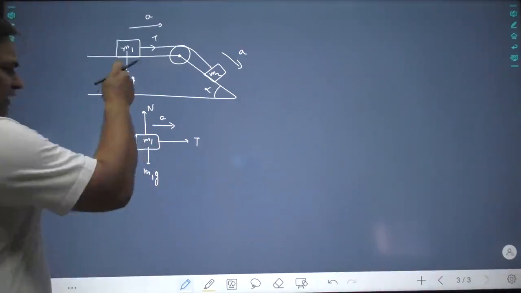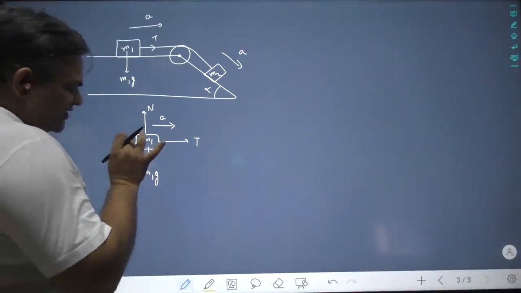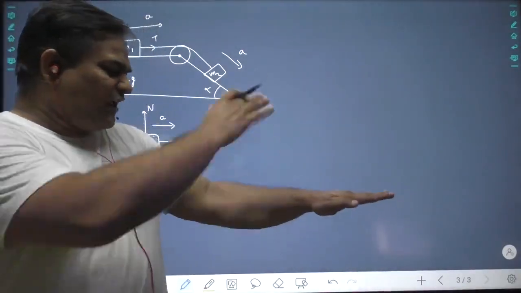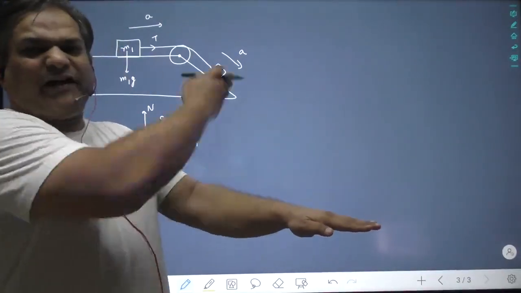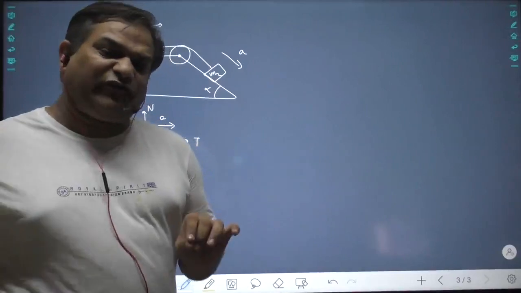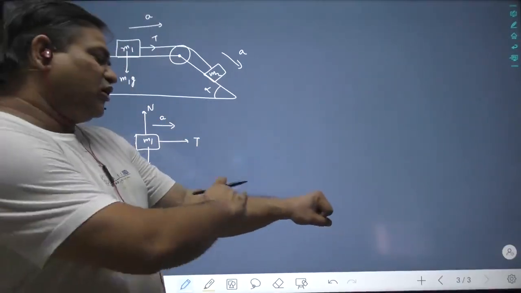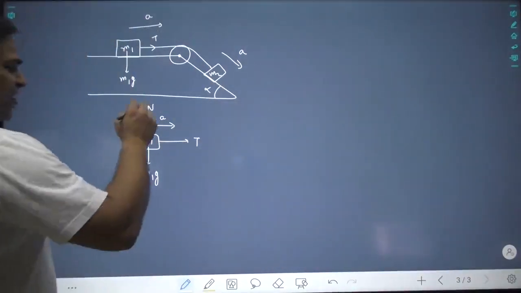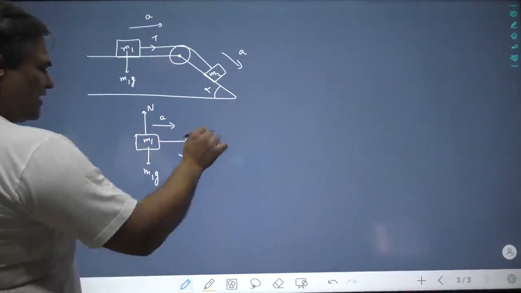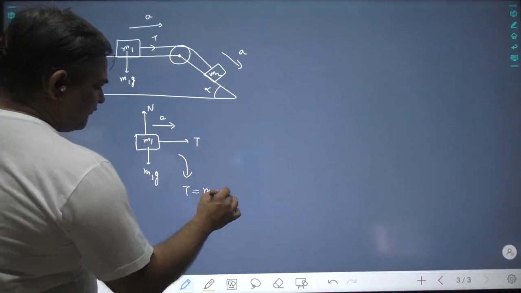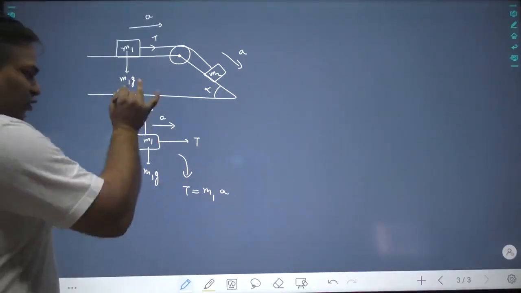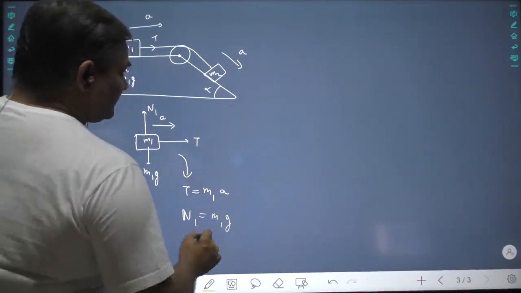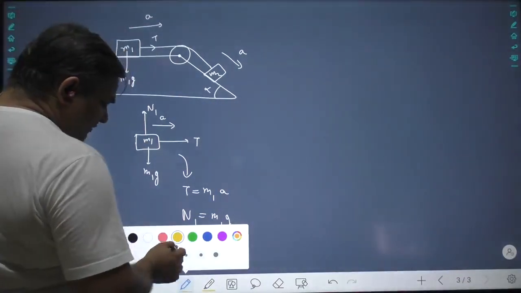Now the forces along the vertical direction, see, it is very simple. You have to break down every force into two components: one along the plane on which the body is kept and one perpendicular to the plane. Nothing more than that. Now if you write down the equations of motion, then the tension T is equal to M1A, and this will be balanced as there is no motion along this. Let us call it N1. So N1 comes out to be M1G.